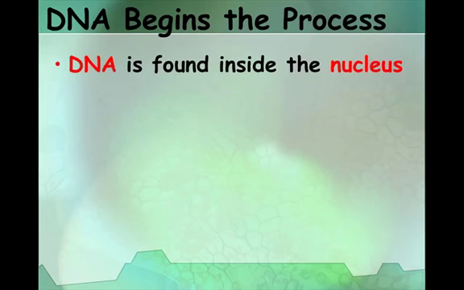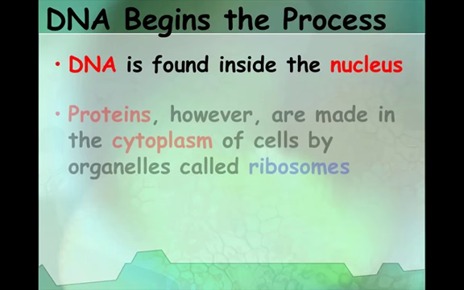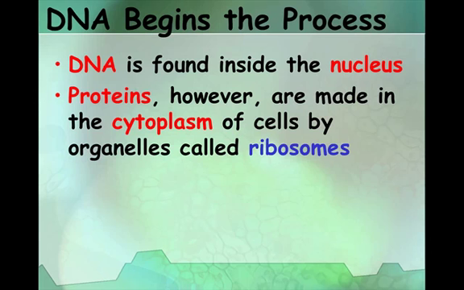DNA is found inside the nucleus. And if you recall from your previous semester, the nucleus is the control center of the cell. It's in the center of the cell. Proteins, however, are made in the cytoplasm of the cells by organelles called ribosomes. And ribosomes were either free-floating within the cytoplasm or attached onto the endoplasmic reticulum.